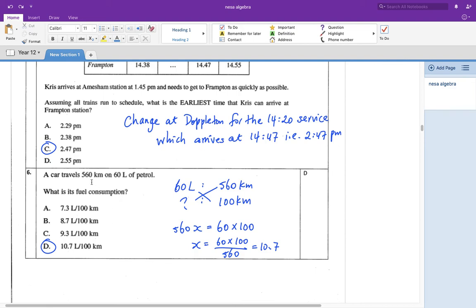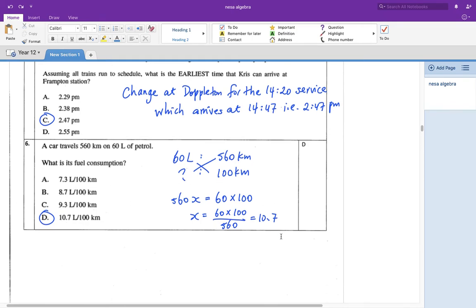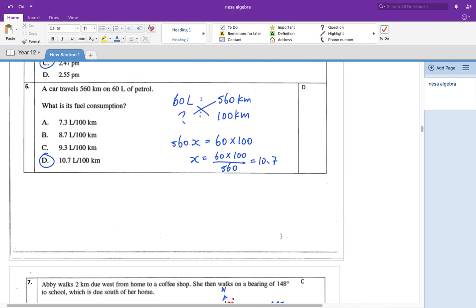Question 7, it says 560 kilometers on 60 liters of petrol. So this is the ratio I get, and the reason why I have 100 kilometers here is because in the question, all the choices have 100 kilometers, or else I would have done 1 kilometer, right? The reason I'm doing 100 kilometers is once again because it's the unit given by the question, and cross multiply will give you 10.7.